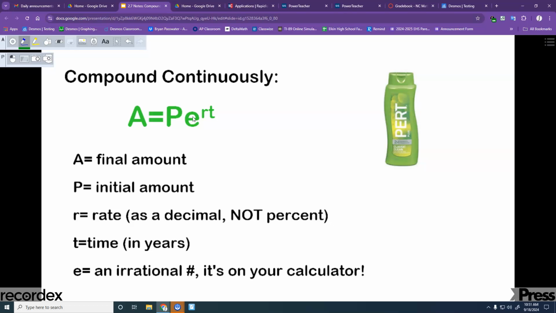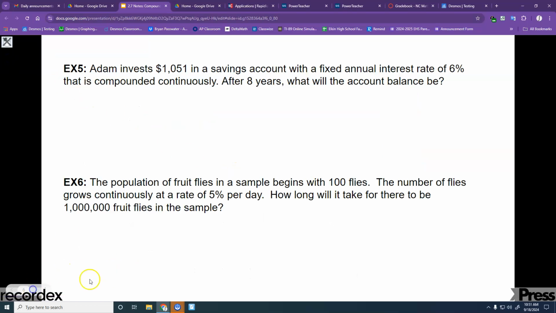You don't replace it with anything. It's not a variable. R is your rate as a decimal, and T is time in years. Okay? I think these are the easiest ones to do because the formula is really simple to use.